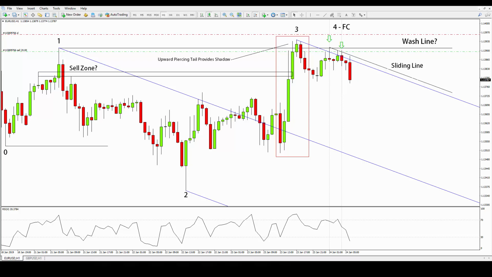In high number 3, we can see that price pierces the level of high number 1, but the first candle that does that ends up closing below the level of high number 1. The next two candles close a little above the level of high number 1, but they are in the shadow of that first upward piercing tail. Between numbers 3 and 4, we can see that price pierces that high number 1, and then it comes back down. One interesting and more advanced detail here is the way in which that happens.